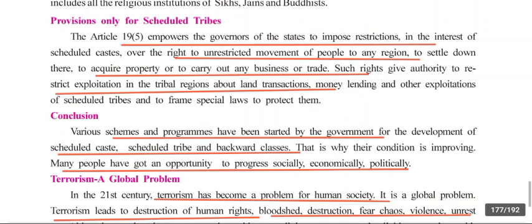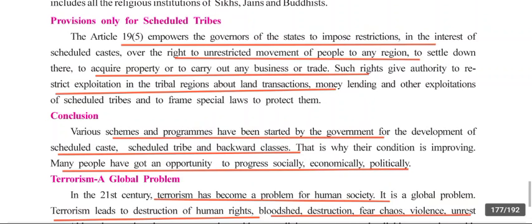Yes, to movement, settle down, to acquire property, or to carry out any business or trade. So regular people can't go into the notified tribal areas and do business and buy lands and settle down there. They can't do that. Normal people can't do that in the tribal areas, so that tribal people are preserved properly.